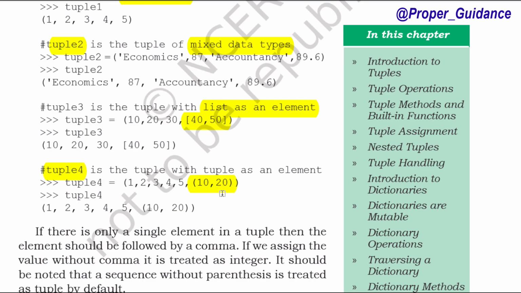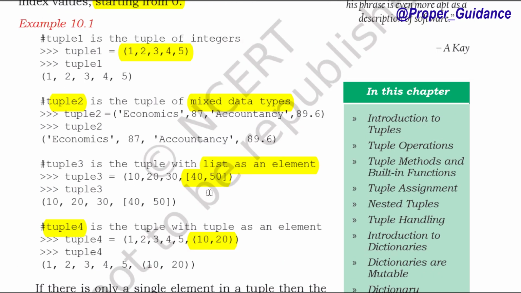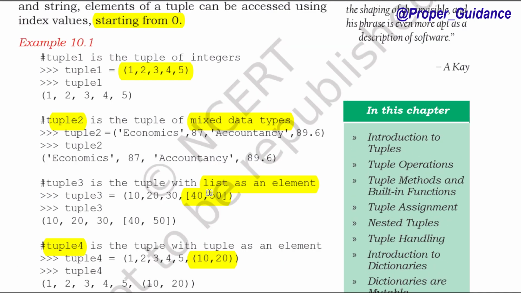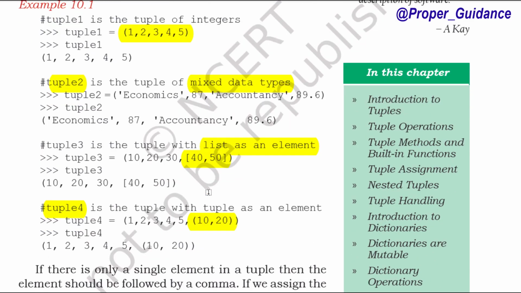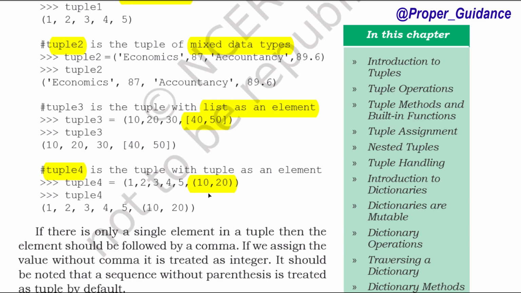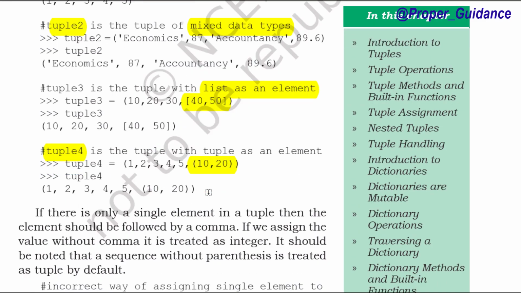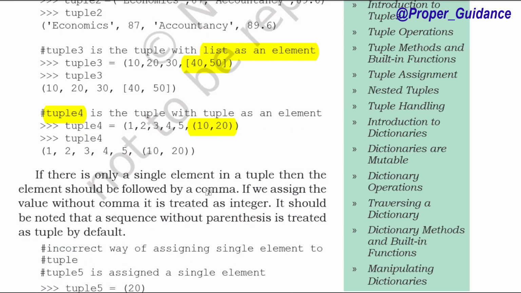Okay, so I think this concept is clear, that is, what data types we can use in a tuple. They may be integer, they may be floating point numbers, they may be in a mixed data type format. A list can also be an element, and a tuple itself can be an element of a tuple. Okay, so this concept is clear.